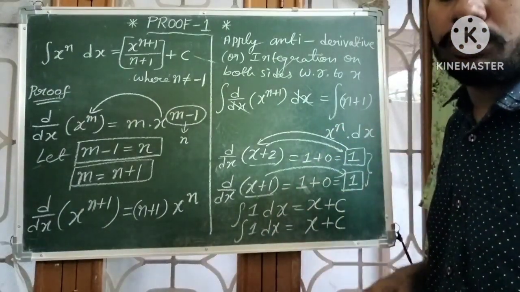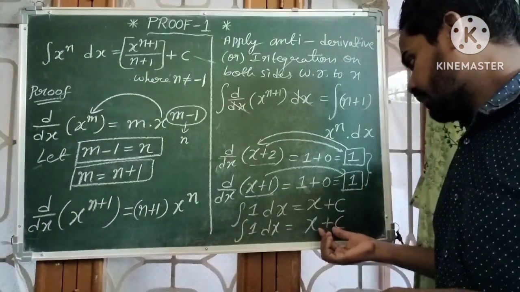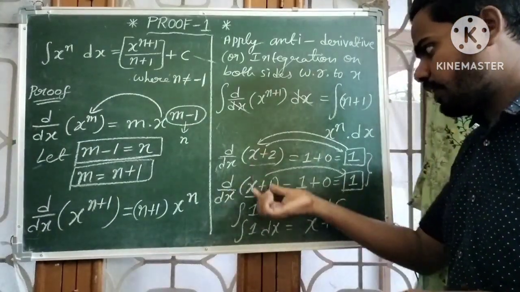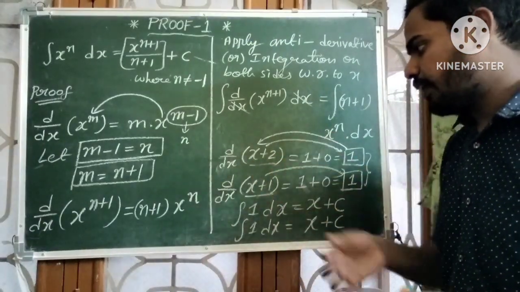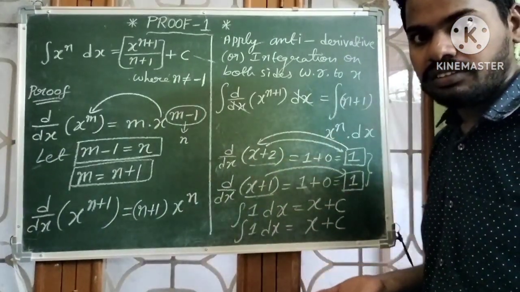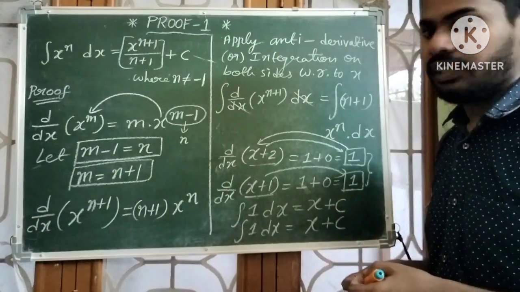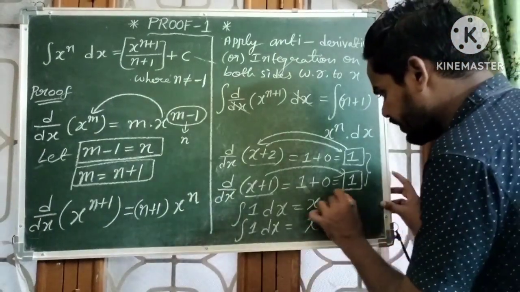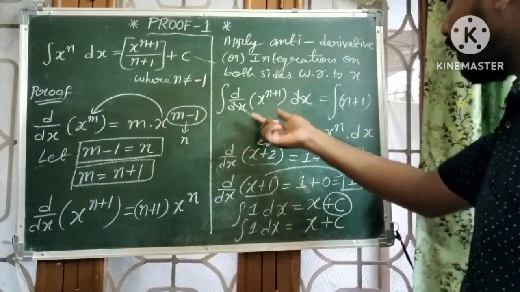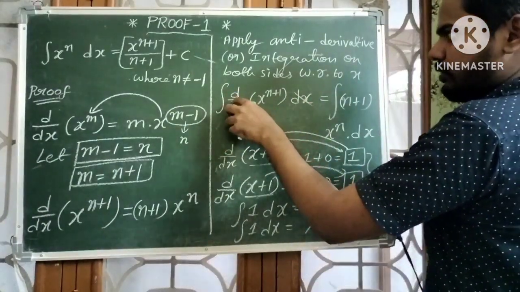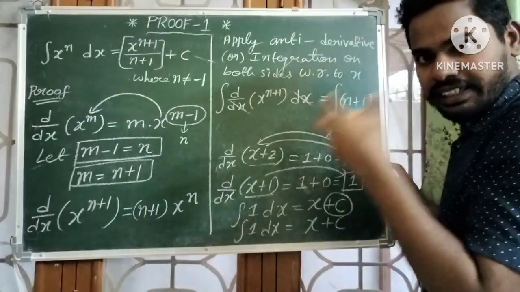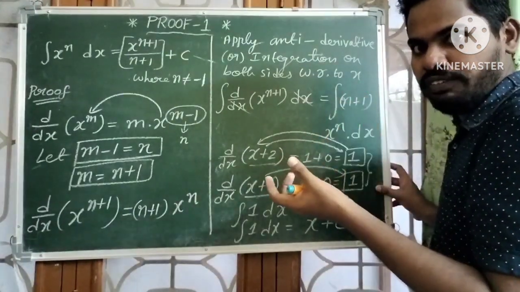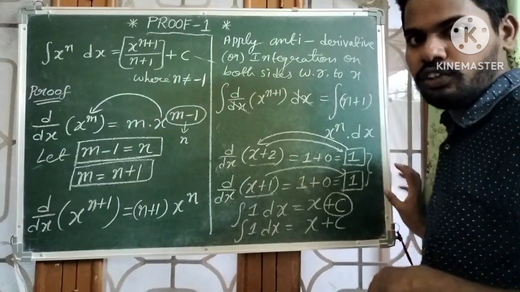You will get different outputs. The original functions are different. Even though d by dx of x plus 100 is still 1, that's why we always keep plus c. And remember, when we apply integration on both sides, integration of any function gives some arbitrary constant in the result.